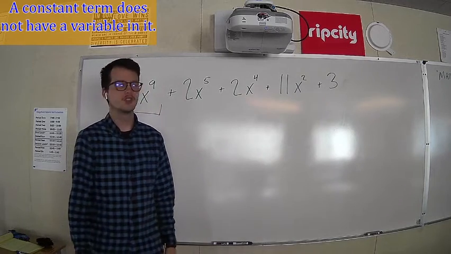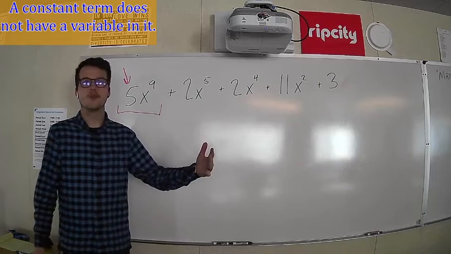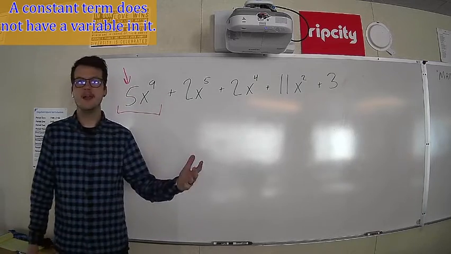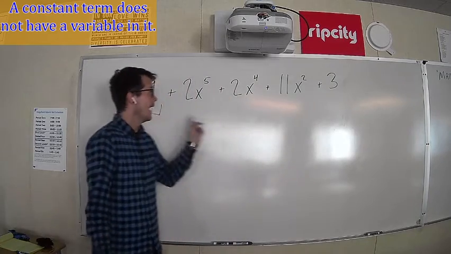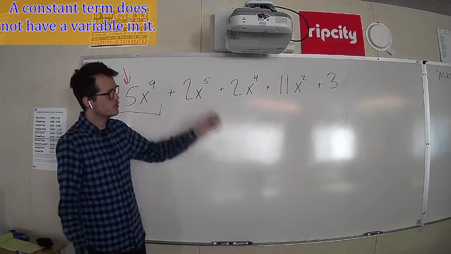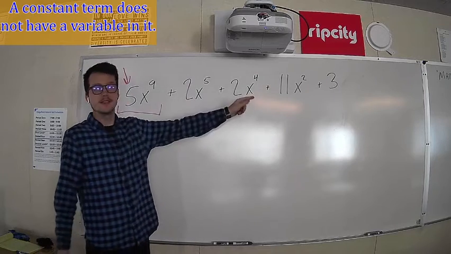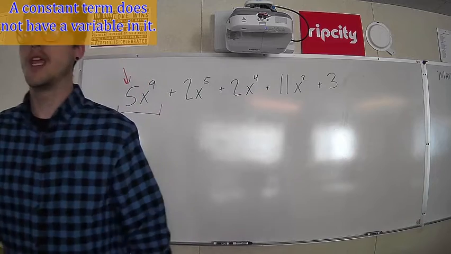It doesn't change. So in this polynomial, if we plugged in some value for x, we could simplify and get a value. But this term out here is not going to change no matter what x equals. X could equal 0, x could equal 100, x could equal 56.2, I don't know, whatever. And that 3 is still going to be 3 no matter what. So it's a constant term. It's never changing.